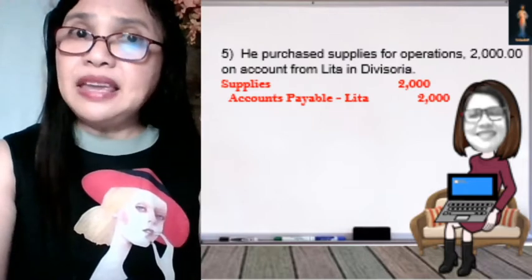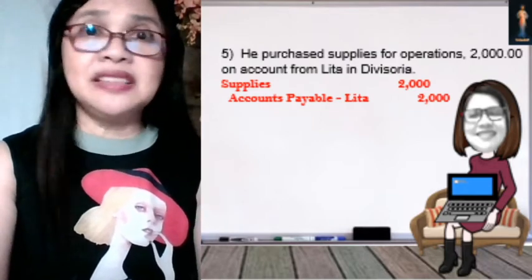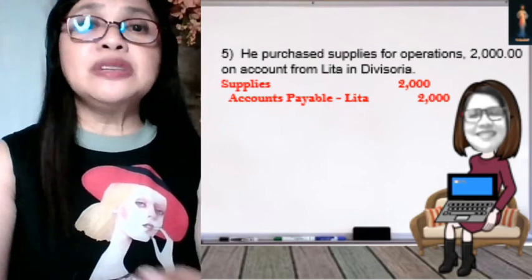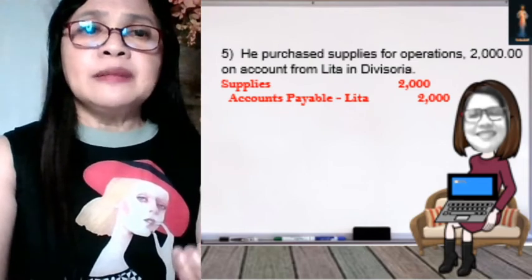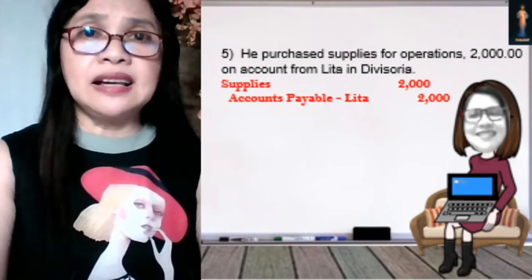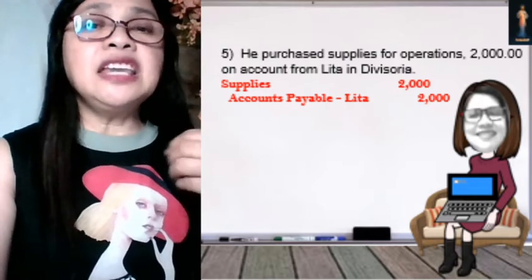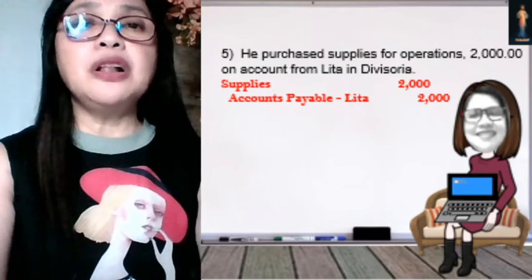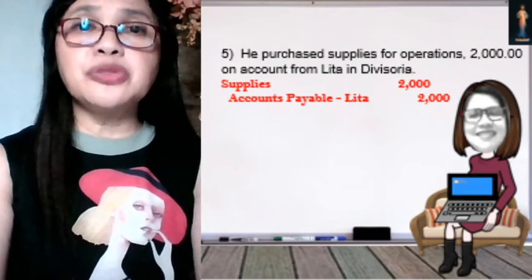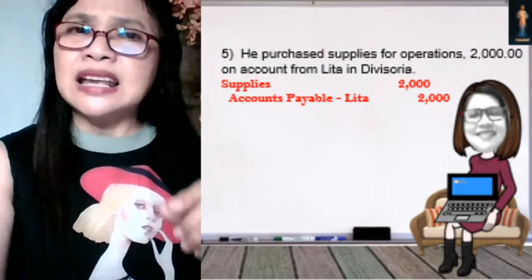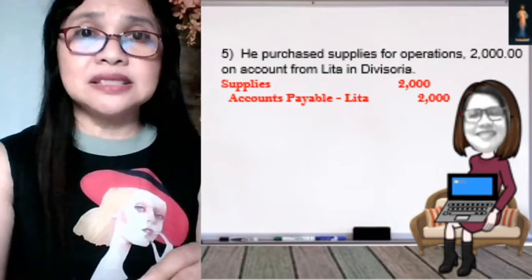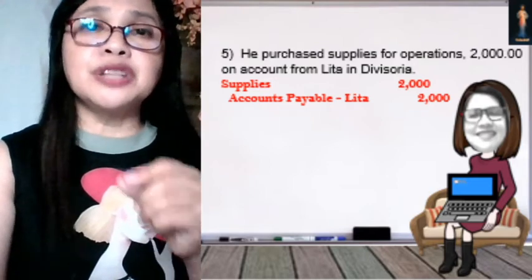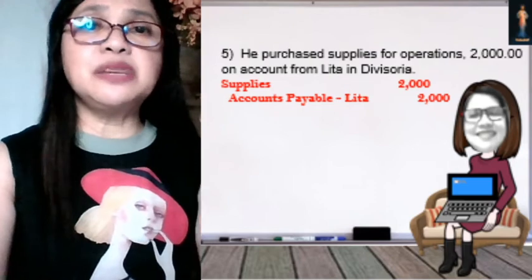Did Juan pay when he purchased the supplies? No, he did not. It was a purchase on account to Lita in Divisoria. So, since he did not pay money to Lita, what did he do? He incurred a liability which we call accounts payable to Lita in the amount of 2,000. And accounts payable has a credit normal balance. To increase your liability, you credit it. You follow the normal credit balance of liability, which is credit.